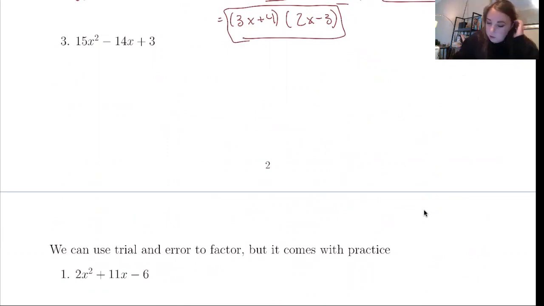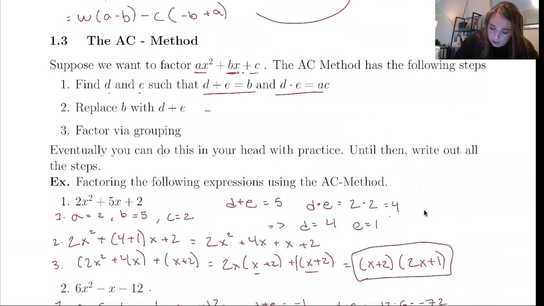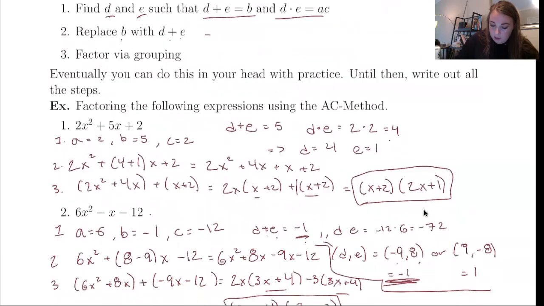Okay, so quick recap of the AC method, mostly for me. I need D and E that add to B, the coefficient in front of our x, and they need to also multiply to be the coefficient in front of x squared times our constant. Then I replace B with D plus E, and then I factor via grouping.